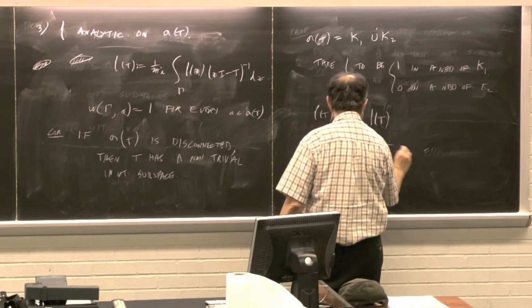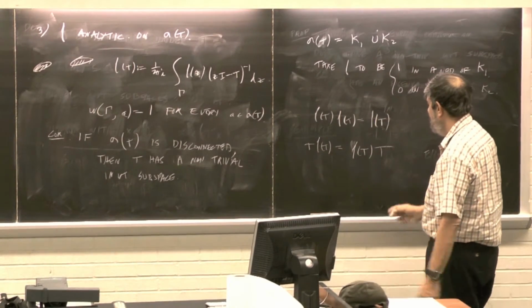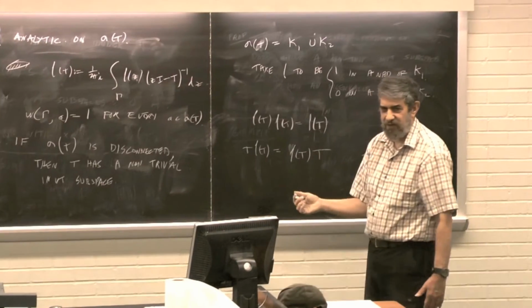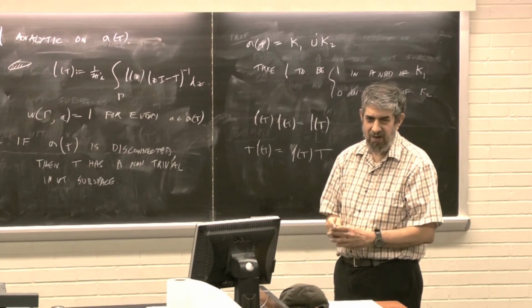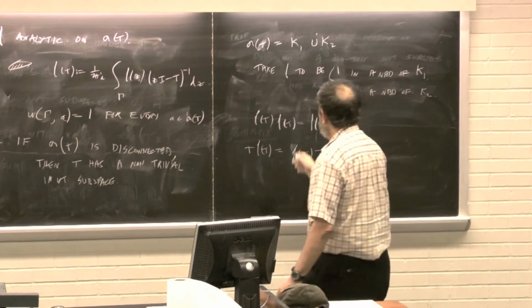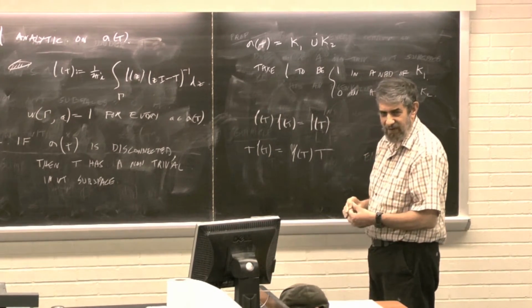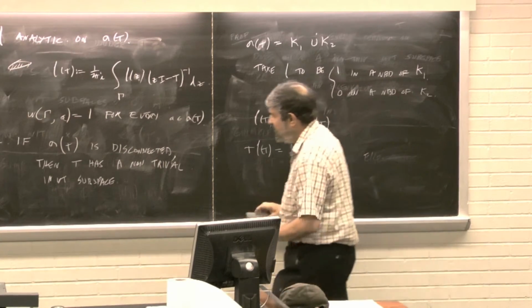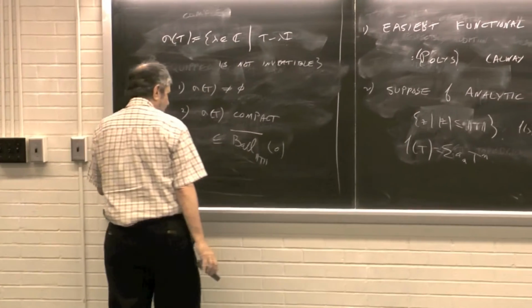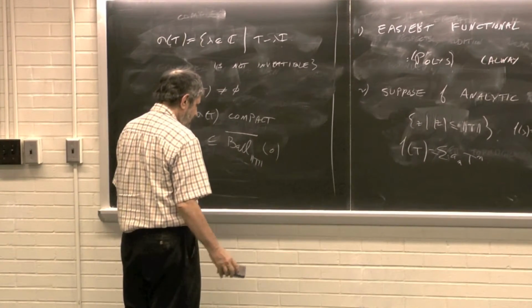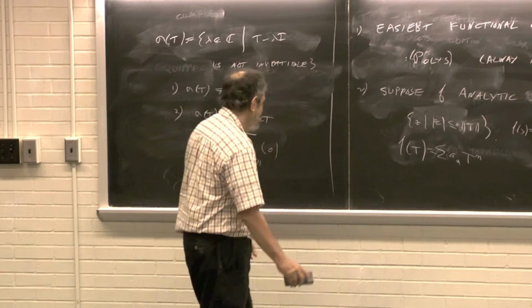And that means, in particular, that the range and the kernel of F of T are invariant subspaces for T. And those are not everything, because we have a non-trivial choice of spectrum. Okay, so that's an easy result. I want to tell you something a little bit deeper, which is a deeper use of analyticity.